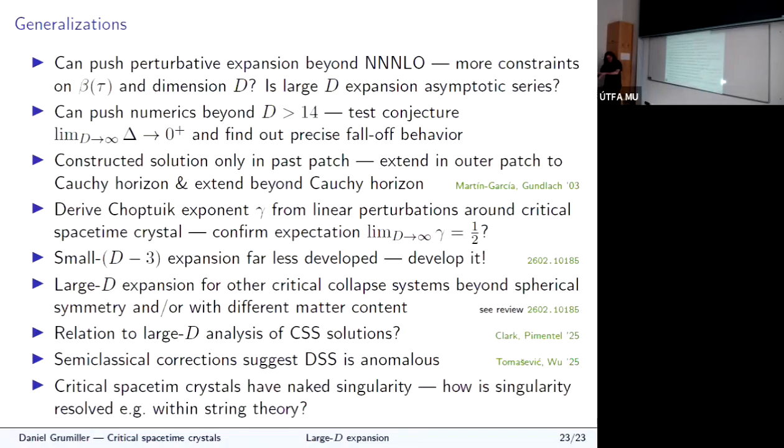And finally, to make at least one attempt to connect to the topic of this conference, these critical spacetime crystals have naked singularities. And it's interesting to find out how singularities are resolved, for instance, within string field theory. And yeah, let me stop there. Thank you.